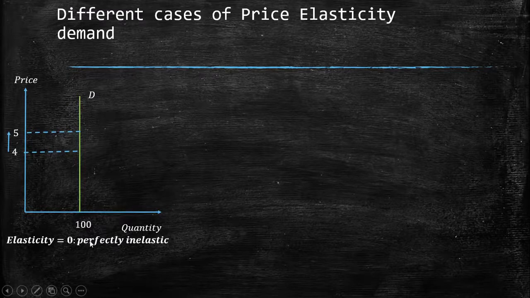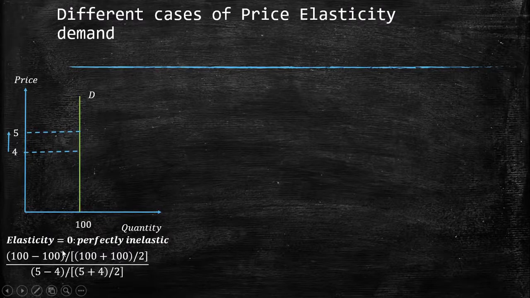So what does it mean? This is elasticity equal to 0, so this is perfectly inelastic. Why? Because remember, this is the change in quantities, and here the change in quantities is 0. So it automatically makes the equation equal to 0.